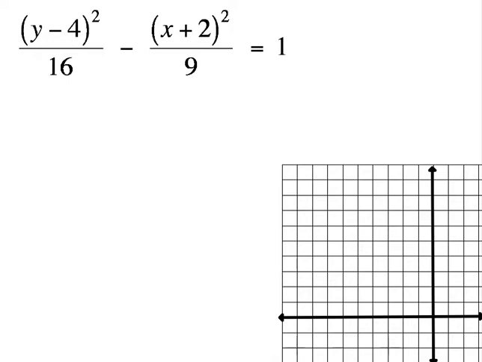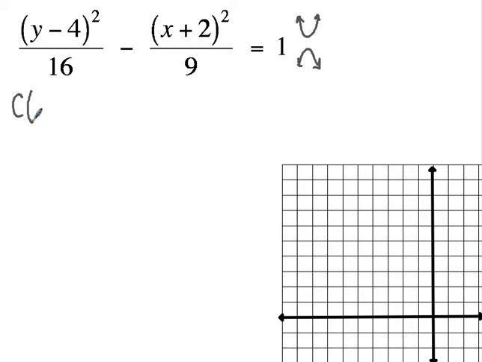Now this one is different because if you notice with this one, the center is not at 0, 0. So first of all, which way is this going to open? Up and down. Because the y is first. Yep, it's whatever one is first with the hyperbola.